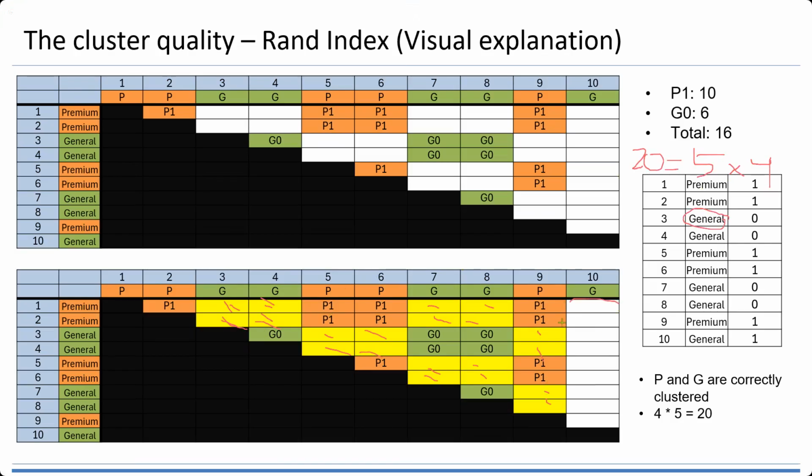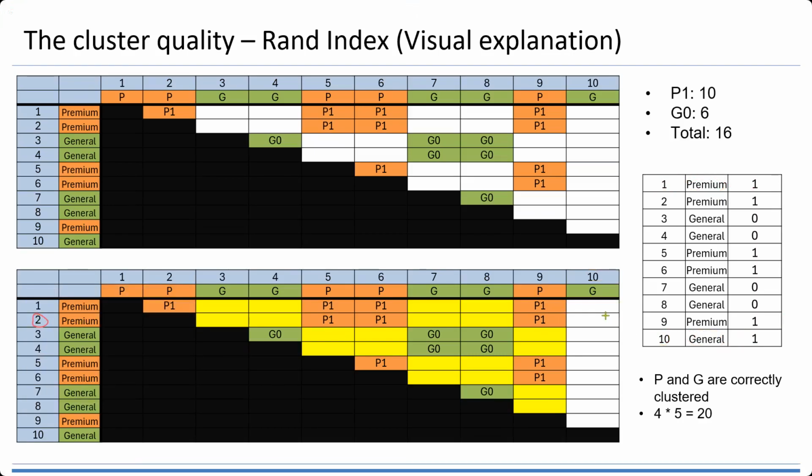Now, the remaining part is the white color. So what is the white color? The white color is the one that is not correct, and this is also not similar. So if you look at this one, the data number 1 and the data number 10. The data number 1 is premium and in the cluster 1. Data number 10 is general and the cluster is 1. So they are actually in the same cluster, but the actual data is different. So we don't consider it as correct.